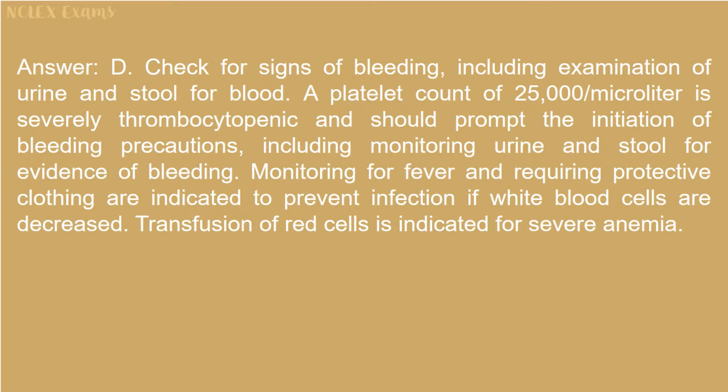Answer: D. Check for signs of bleeding, including examination of urine and stool for blood. A platelet count of 25,000 per microliter is severely thrombocytopenic and should prompt the initiation of bleeding precautions, including monitoring urine and stool for evidence of bleeding. Monitoring for fever and requiring protective clothing are indicated to prevent infection if white blood cells are decreased. Transfusion of red cells is indicated for severe anemia.